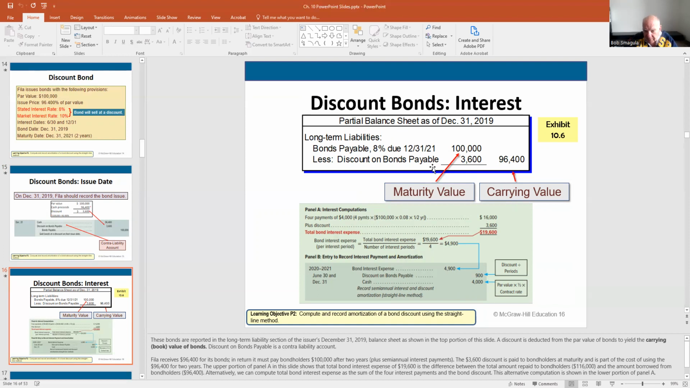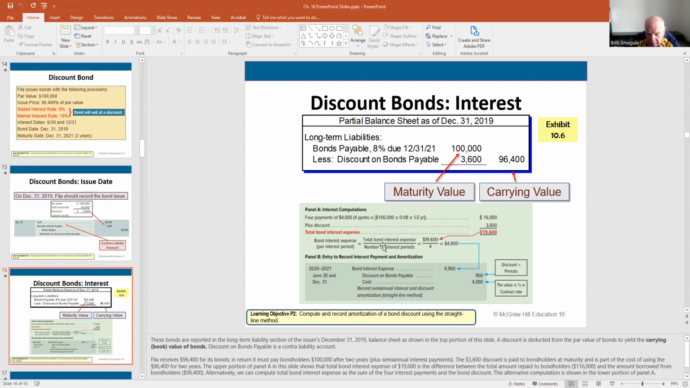$100,000 less the discount on bonds payable gives you what's called the carrying value or the net book value, the carrying value. And they're making this maybe a little bit too complicated here, but let's take a look at it.